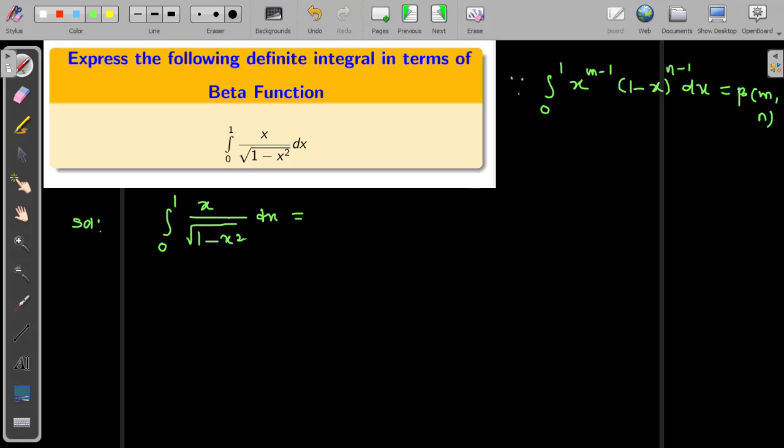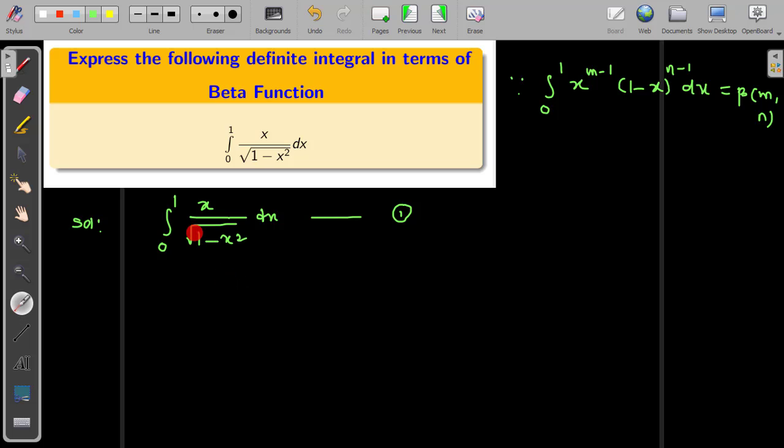So now how to convert this definite integral into this format? That is the question. Let us suppose this is equation number 1. Now we will go for the substitution process here. So what is the substitution? How to choose the substitution is also important here.